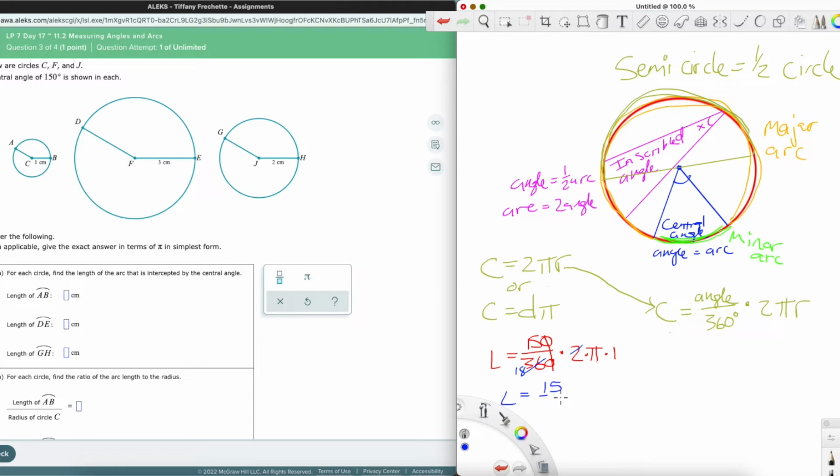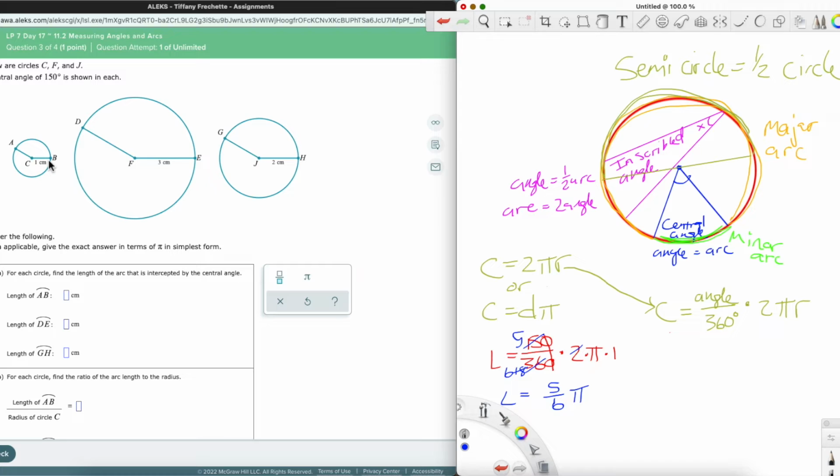Can I reduce again there? I can, because 15 and 18 both divide by 3. So 15 divided by 3 is 5, and 18 divided by 3 is 6. So 5 over 6, and then pi. I don't need to include that 1, because anything multiplied by 1 is itself. So this is the length of AB, this arc here.